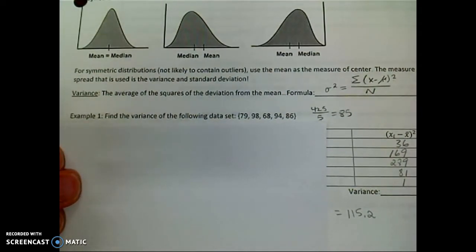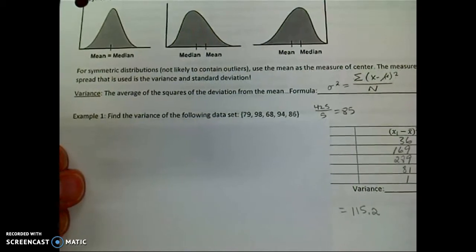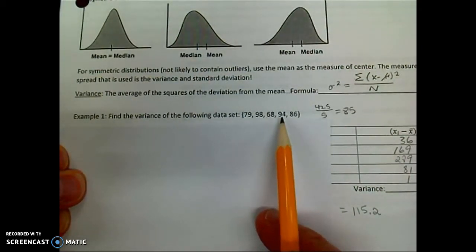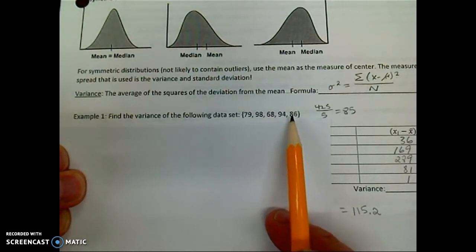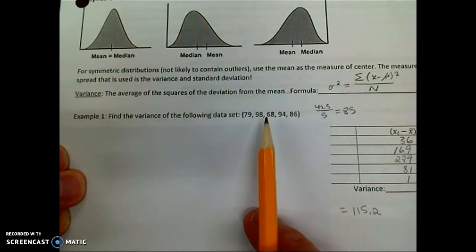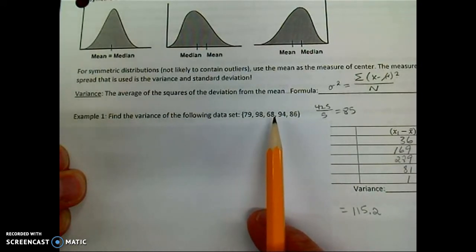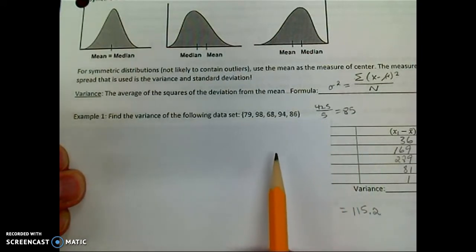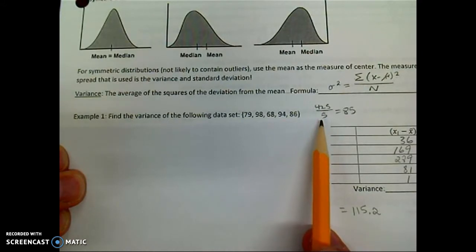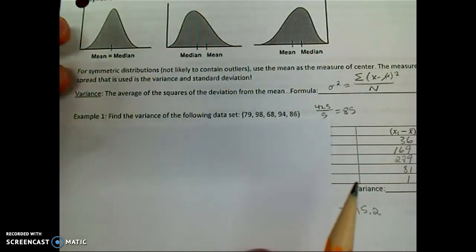As an example, we'd like for you to find the variance of the following data set: 79, 98, 68, 94, and 86. You can see that this is pretty well spread out. I've got a range that goes from 98 at the high end to 68 on the low end, and the average probably should be somewhere in the middle. When we calculate that, if we add these five numbers, we get 425 and divide by 5, so an average of 85.